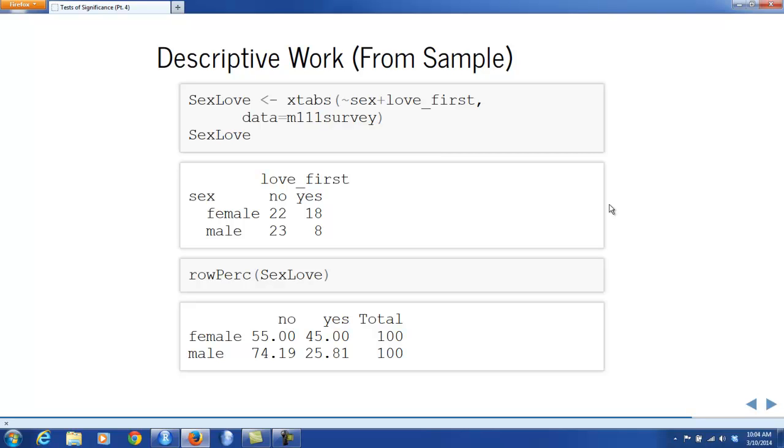If we make a cross table for the relationship between sex and love at first sight, we get the results as follows. If we look at row percents for this cross table, then we see that of the females, 45% believed in love at first sight, nearly half of them, whereas of the males, only 25% or so believed in love at first sight. 45% versus 25.81%. That's more than a 19% difference. That seems like a pretty big difference.